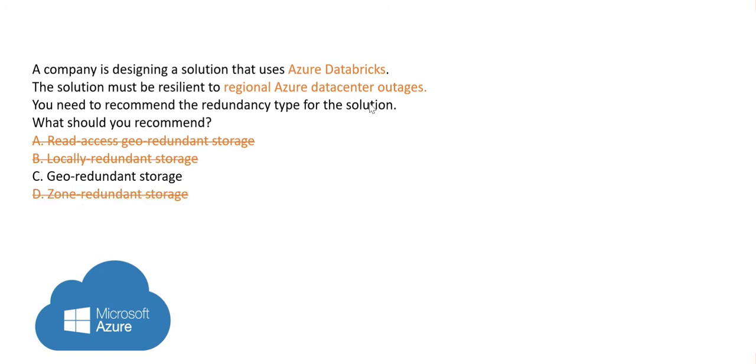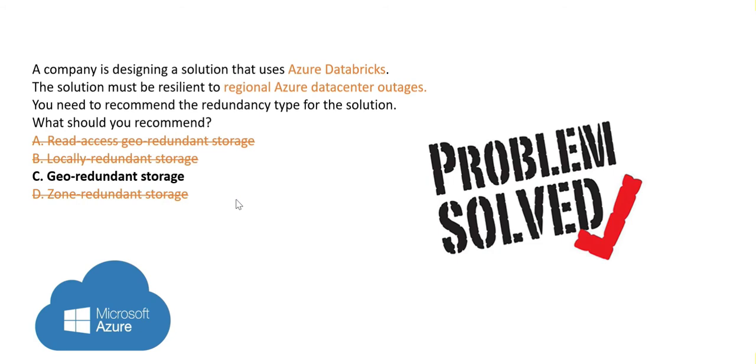So zones are in regions. If one region has three zones and the entire region, like it's saying the regional data center outages, so the entire region means all the zones have also gone down, so this will not work. So zone redundant storage is also struck out. So the correct answer is geo redundant storage.